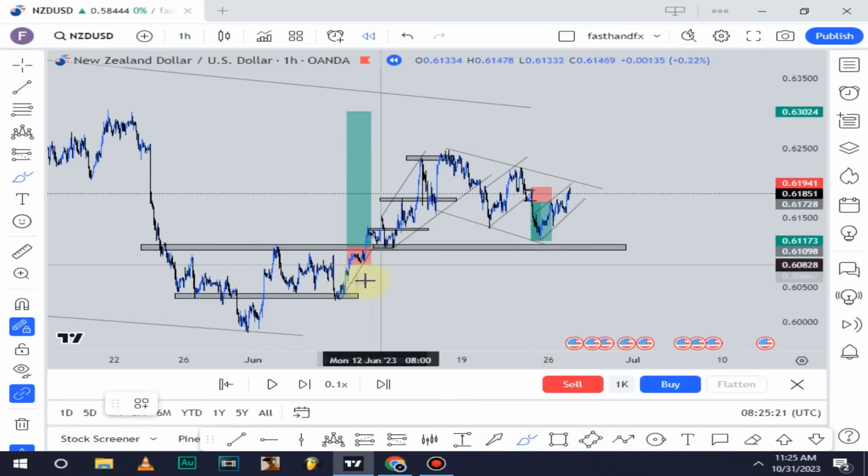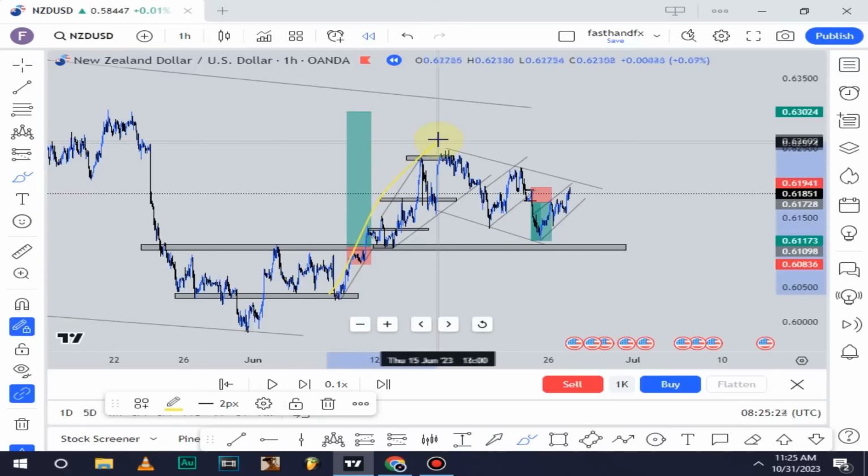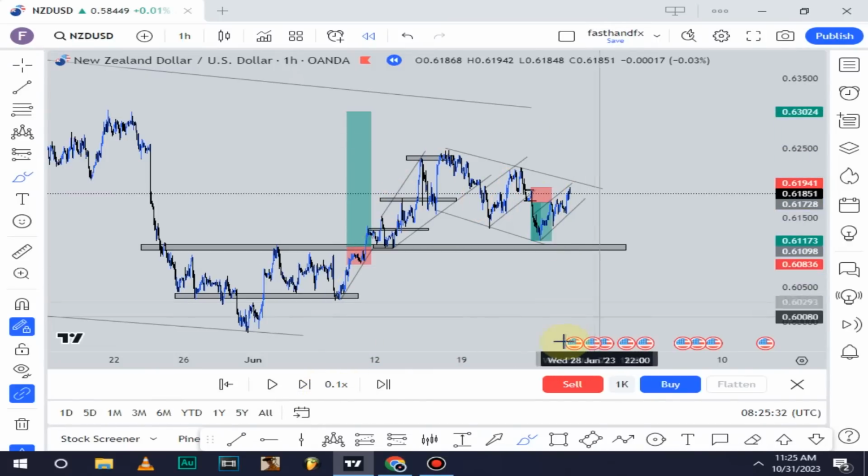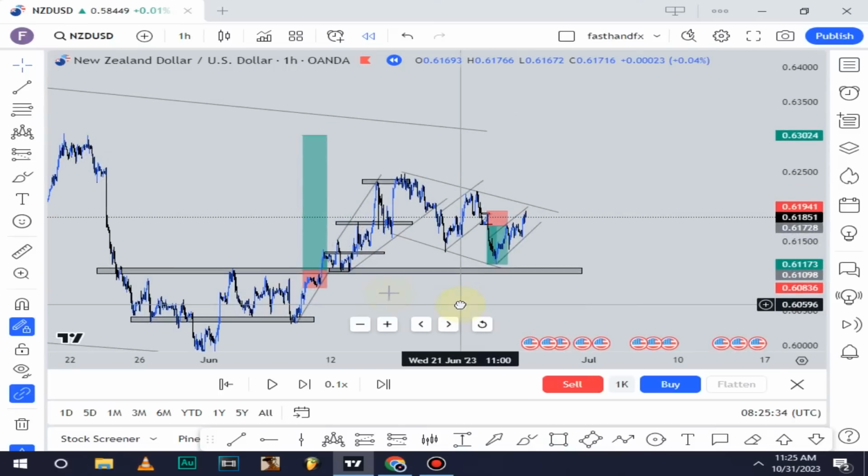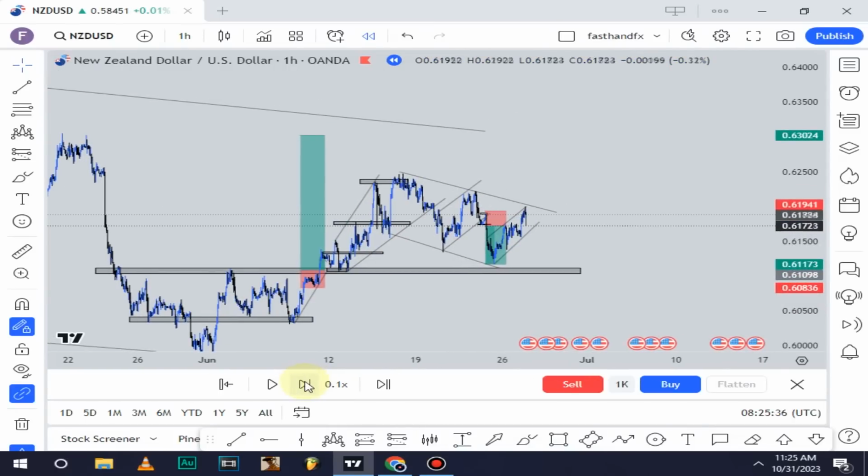Wow, this is amazing. Look at this. The market went up, then started giving us this kind of behavior. So I believe the market wants to go up. So we just want to look for buys. We just have to look for buys. This is amazing. Let's go. Boom.